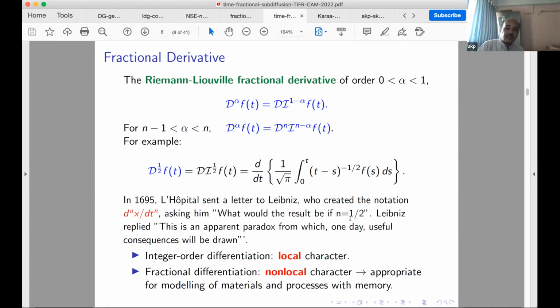In the last 10 to 15 years, a lot of people are working on fractional order differential equations, space fractional, time fractional, and so on and so forth. And there is a lot of work going on.